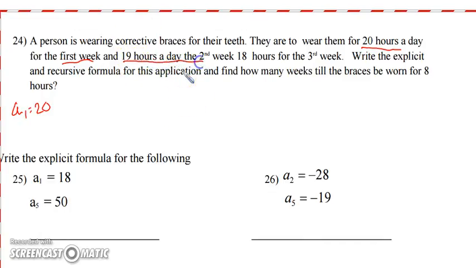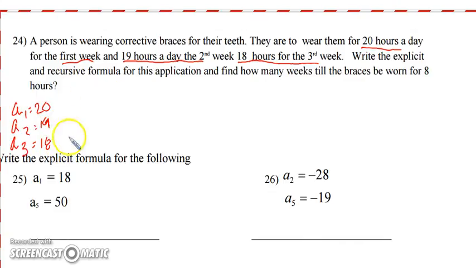Now that's not a difference. That's just telling us the second week, A2, is 19. And then 18 hours for the third week. A3 equals 18. Write the explicit and recursive formula for this application. Find how many weeks till the braces will be worn for 8 hours.